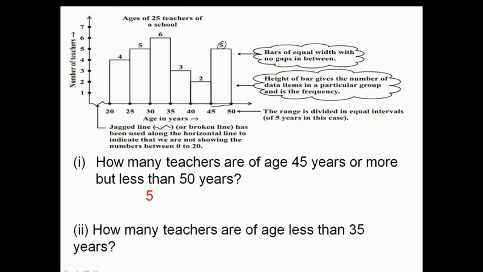My next question, how many teachers are aged less than 35 years? Less than 35 years, that means I have to find the data which shows below 35 years. So I have to move to the left-hand side of the graph to collect the data. So 4 plus 5 plus 6. So my answer is 15. So 15 teachers are aged less than 35 years.